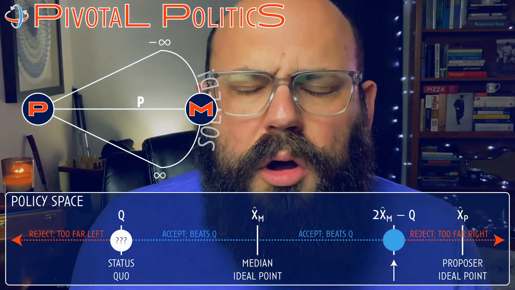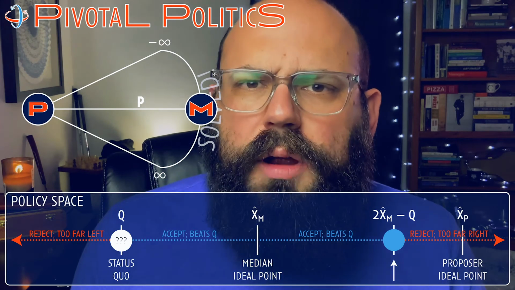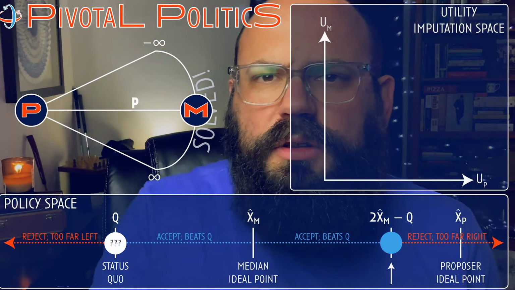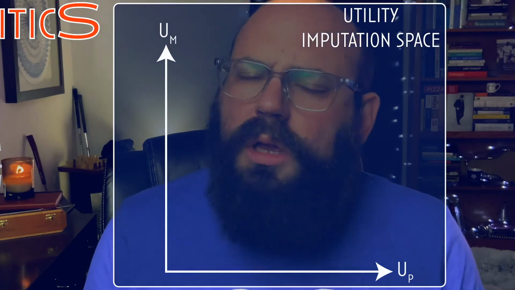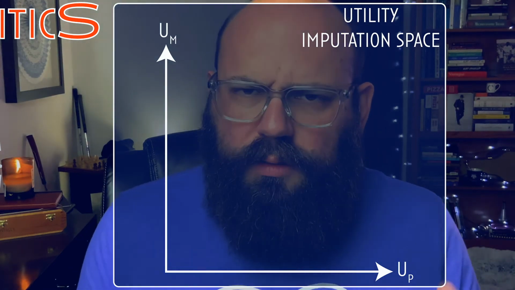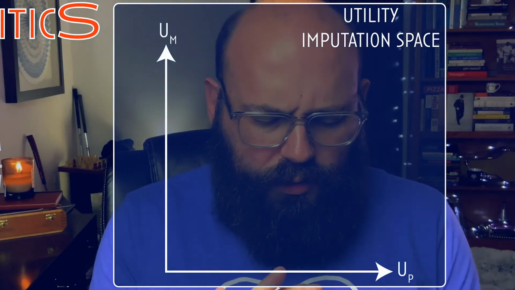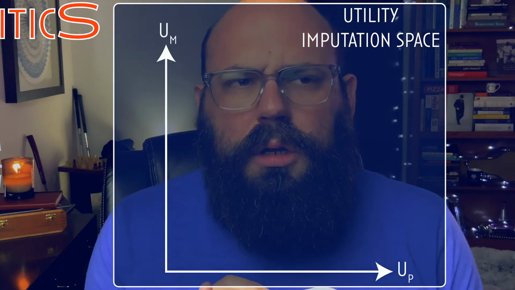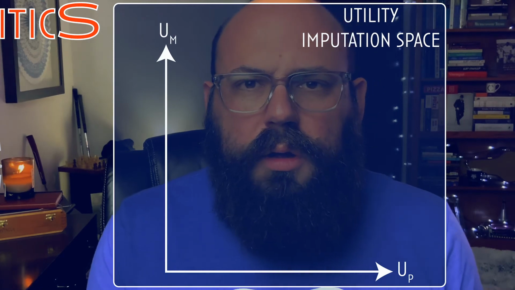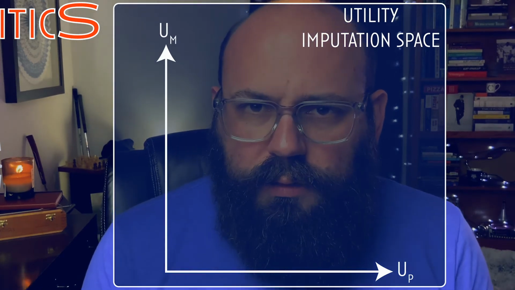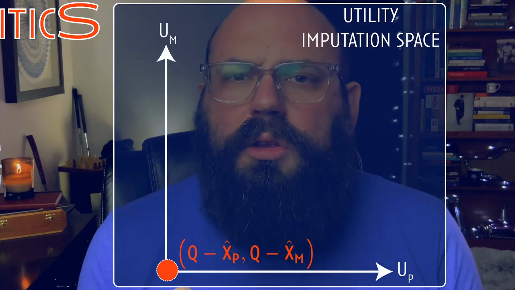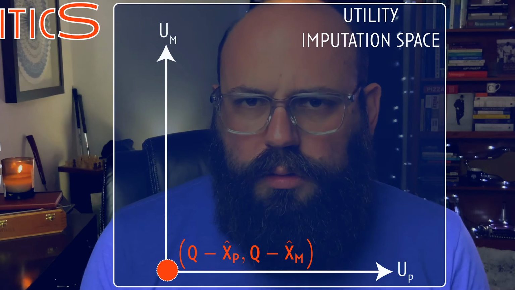The idea of the pivotal politics model is that the proposer and the median voter have some opportunities for win-win. So if we flash this into utility imputation space, if we think about the disagreement point, what is that? What's that disagreement point that allows us to think about the frame of reference for win-win? Well, the way that we've written this down, where P and M are both strictly greater than Q, then that means that the disagreement point utilities are Q minus P for the proposer and Q minus M for the median voter. Right?